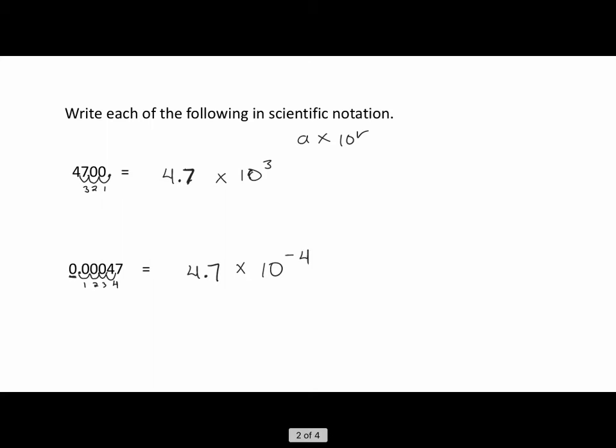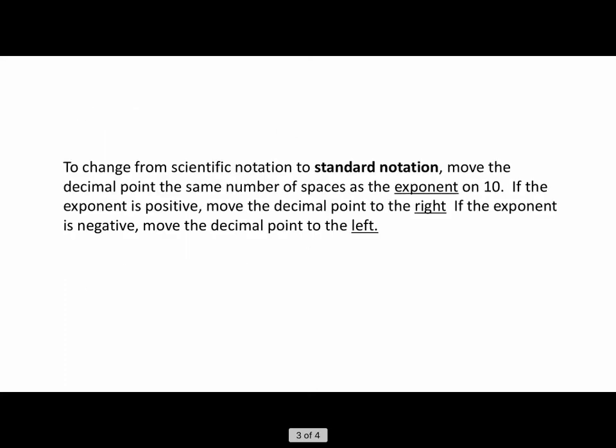This time we're going to make this negative because we're going to move the decimal to the left to go back to the standard form, which means this is a negative exponent. The other way around, if we're going to change from scientific notation to standard notation, we move the decimal point the same number of spaces as the exponent on 10. If the exponent is positive, you move to the right. If the exponent is negative, you move to the left.